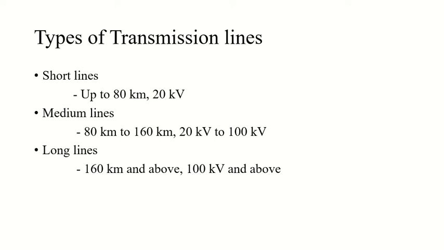After that come the medium transmission lines. The transmission lines which have lengths between 80 kilometers and 160 kilometers, and also line voltage between 20 kilovolts and 100 kilovolts, are known as medium transmission lines, because this is not a short line, this is a medium line. There will be some capacitance effect, right? Because it has some appreciable length and some voltage as well, the charging current will be applicable, and as charging current will be applicable, we will have some capacitance effect, right?